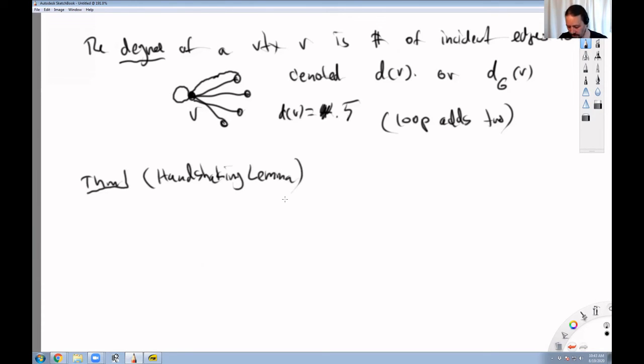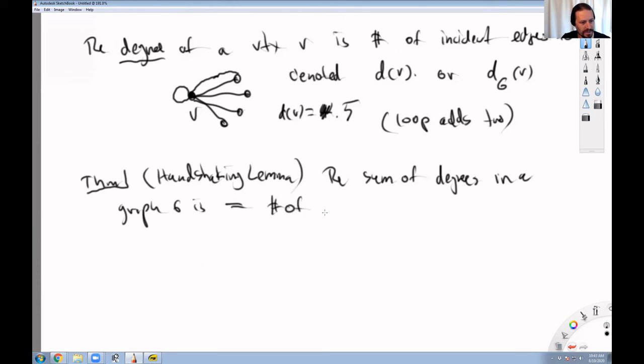Because that's the proof, but it says the following: that the sum of degrees in a graph G is equal to twice the number of edges in G, okay? So if I look at the graph and add up the vertex degrees, then I'll get a number that's 2 times the number of edges.